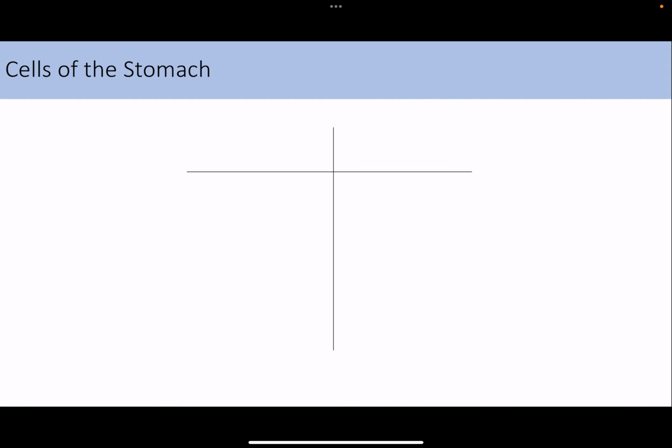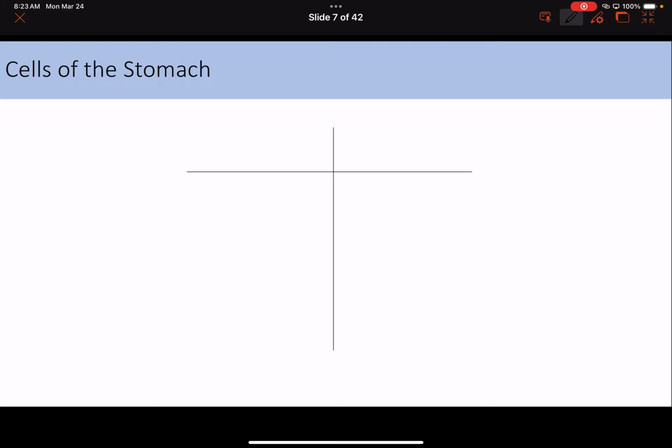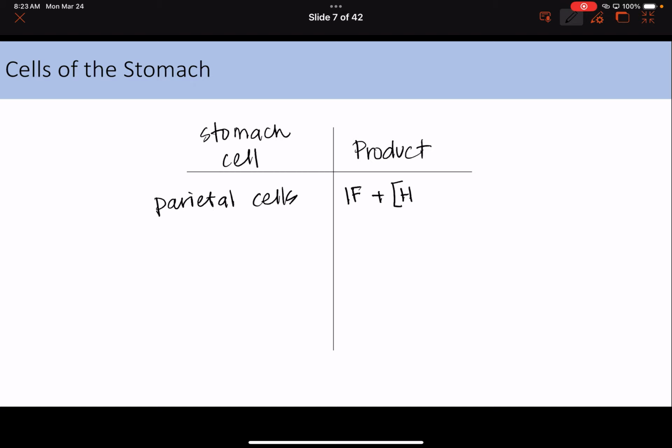So we do have quite a few cells in the stomach. We're only going to talk about 3, though. There's a little T-shaped chart in your lecture notes. On one side, you're going to put the stomach cells. So we have different cell types that we're going to talk about. And on the right side, you're going to put the product of those cells. So the first cell type of the stomach you have to know are parietal cells. And parietal cells produce intrinsic factor that we just talked about, plus hydrochloric acid, which is essentially hydrogen ions and chloride ions. And that makes hydrochloric acid.